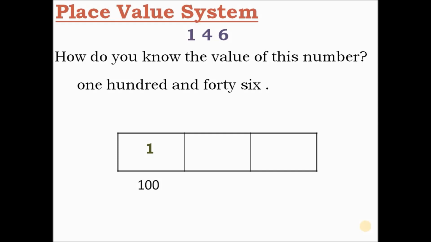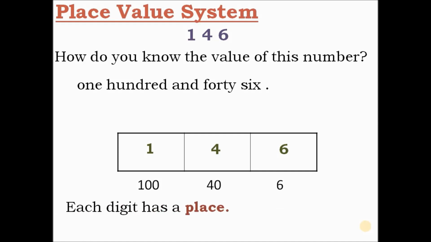We have 1 which is in the hundreds place. We have the next digit which is 4 which is in the tens place. And we have 6 which is in the units place. So each of these digits has a specific place.